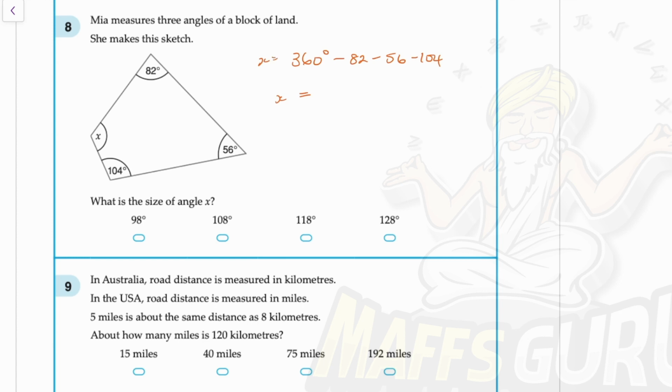360, subtract 82, subtract 56, and subtract 104. It gives me 118 degrees. Loving this so far. It's going to get harder.